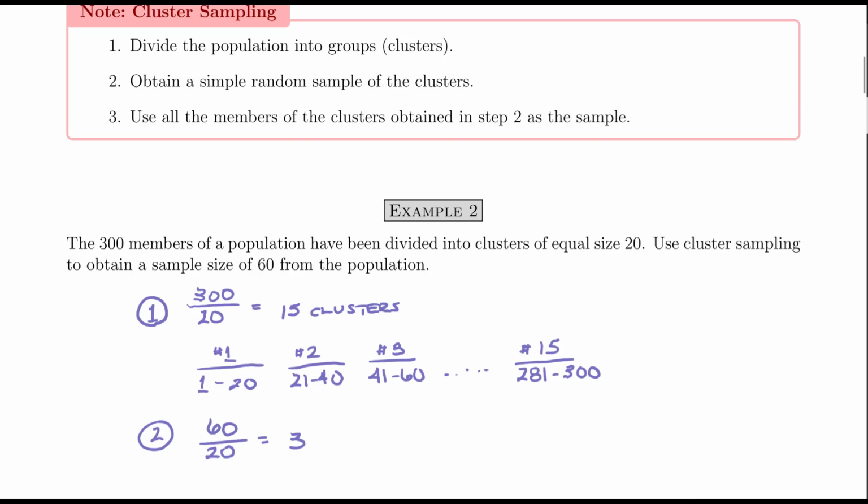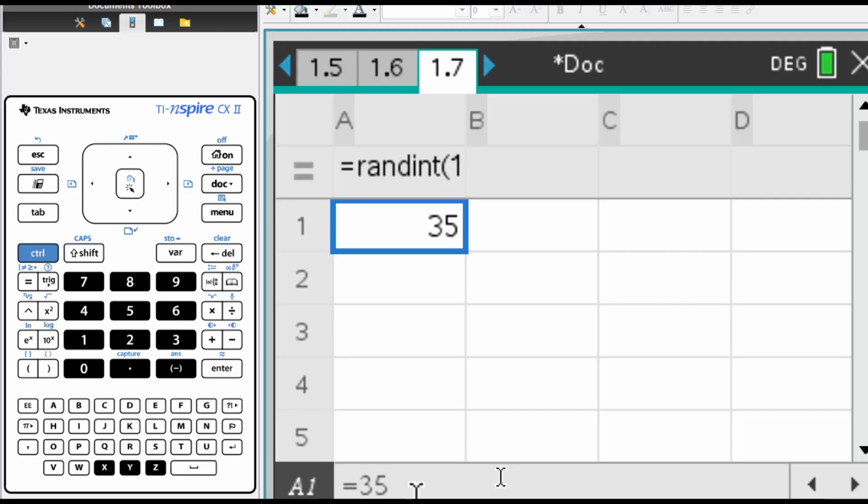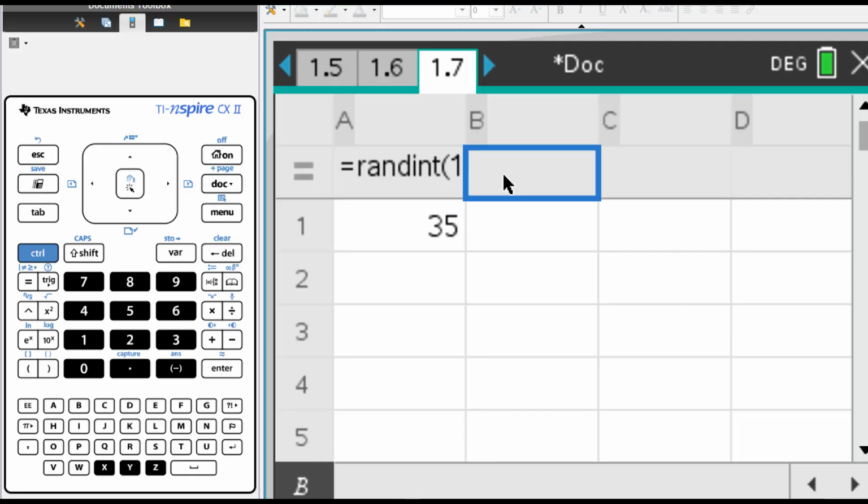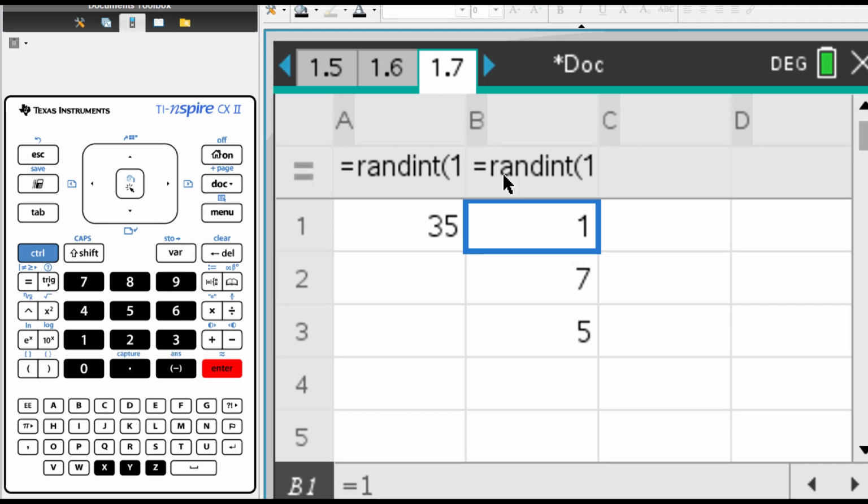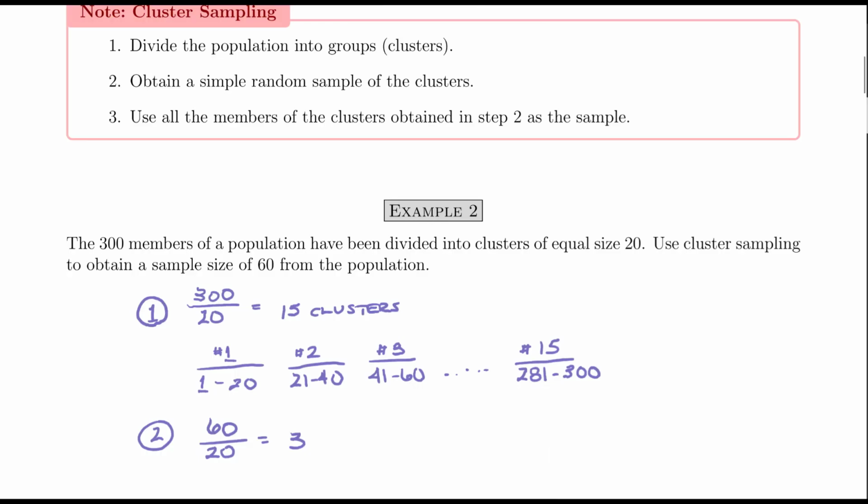So we use a random number generator. So I'm going to use this again, RANDINT, and I'm going from 1 to 15, and I want 3 clusters. So I'm going to sample clusters 1, 7, and 5 for this particular study.